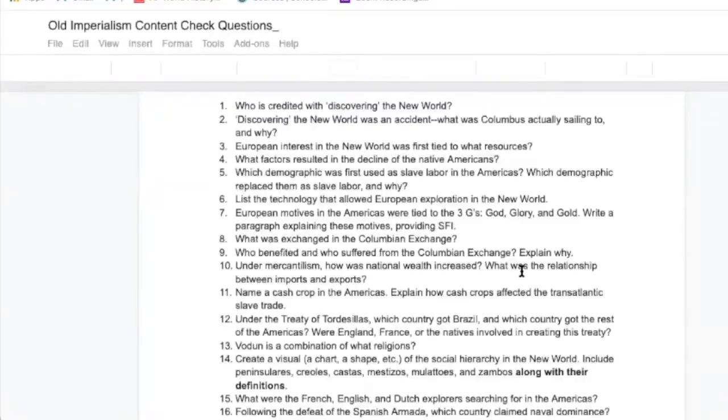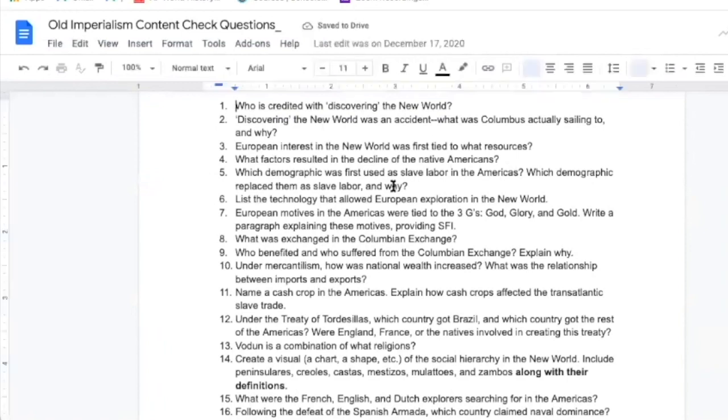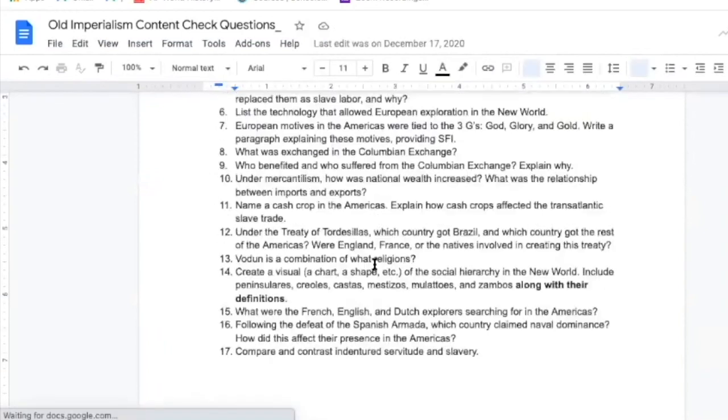What was Christopher Columbus sailing for? He was trying to sail to India. Why was he trying to sail to India? Who is credited with discovering the New World? Who was first used as slave labor in the Americas? And then which demographic replaced them as slave labor? Why were they replaced? What factors led to that? So make sure that you're going through and answering these questions to prepare for your essay.